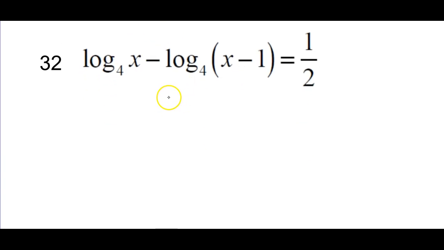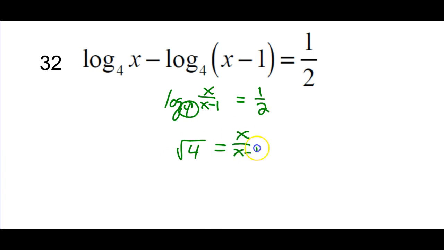This one, once again, we have base 4. So I have x over x minus 1 is equal to 1/2. And now I'm going to take and put this in exponential form. So it's like saying base 4 raised to the 1/2, which is the same thing as square rooting, is equal to x over x minus 1. So 2 equals x over x minus 1, and negative 2 equals x over x minus 1. And now we solve for x.